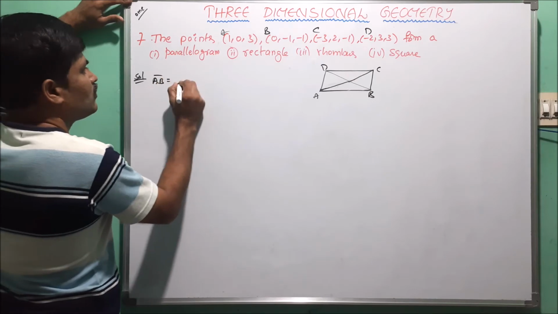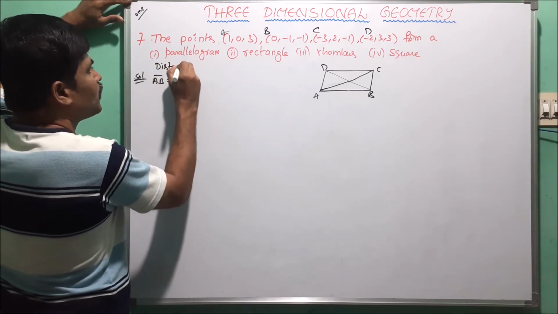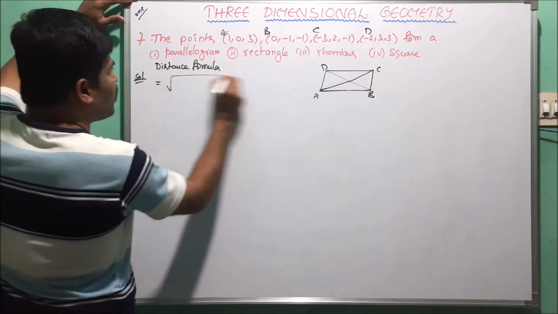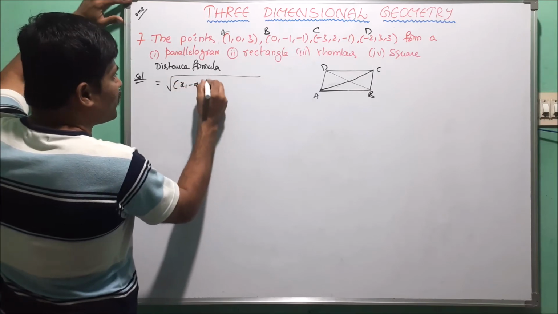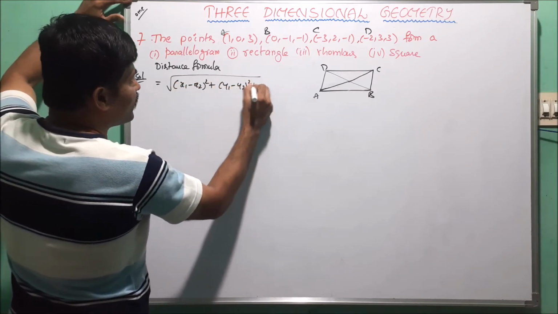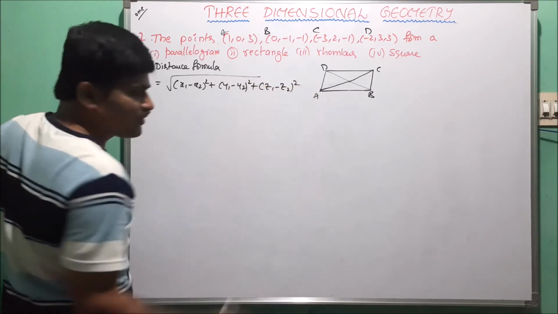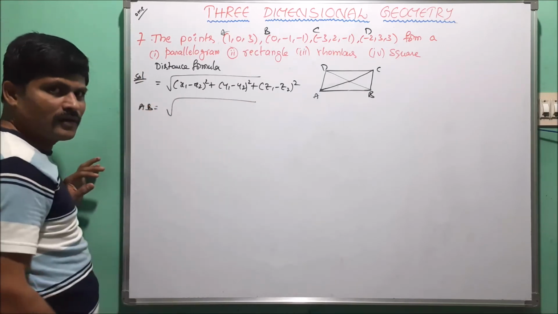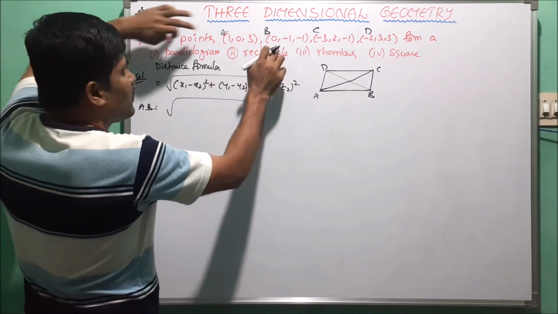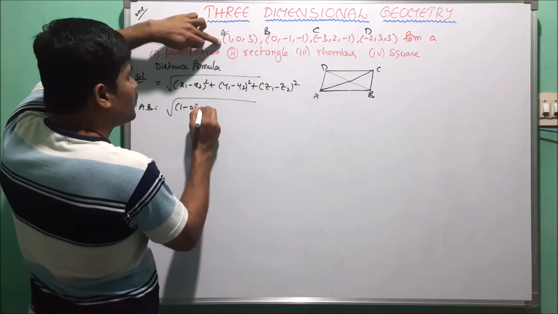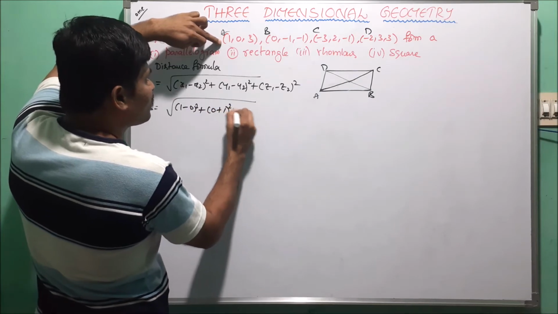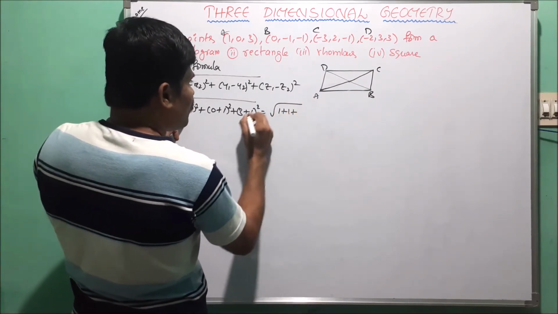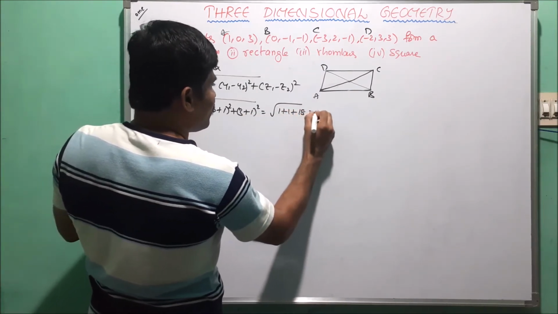So AB equals, using the distance formula, square root of x1 minus x2 whole square plus y1 minus y2 whole square plus z1 minus z2 whole square. Now we take the points A and B. First we find AB: 1 minus 0 whole square plus 0 minus of minus 1, means plus 1 whole square, plus 3 plus 1 whole square. Now we write 1 plus 1, 4 square means 16, so that is root 18.